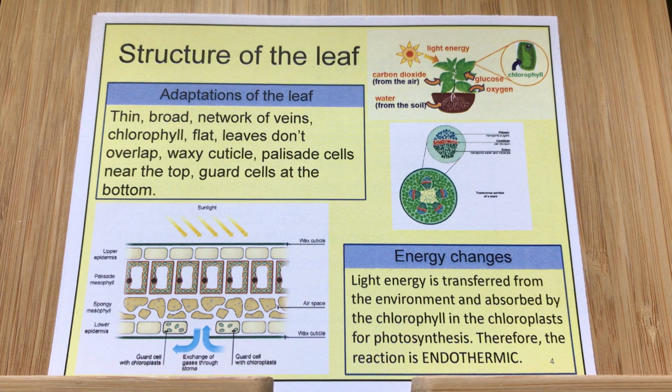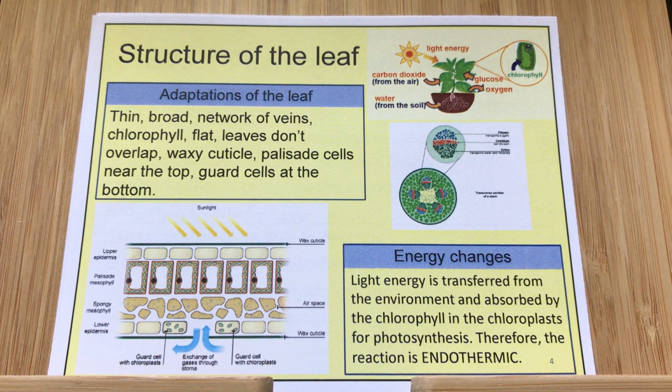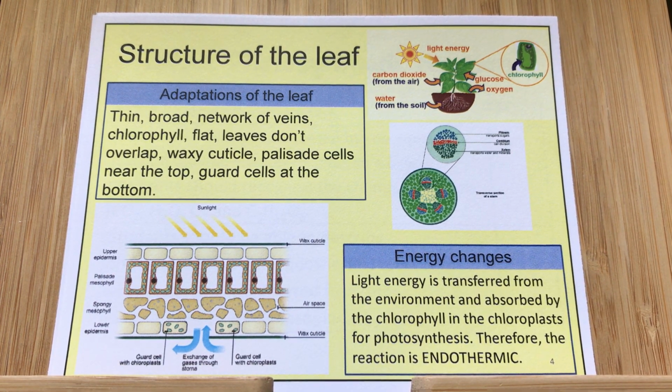Energy changes. Now, we can describe photosynthesis as endothermic. It's using that light energy for the reaction to occur. And if it's taking in energy like that, we say it's endothermic. The opposite of photosynthesis is respiration, and we would describe respiration as exothermic because it's releasing energy. So photosynthesis is endothermic, respiration, exothermic.